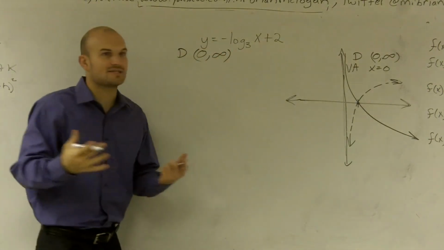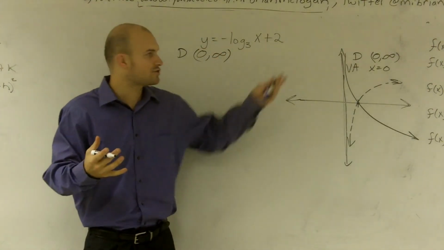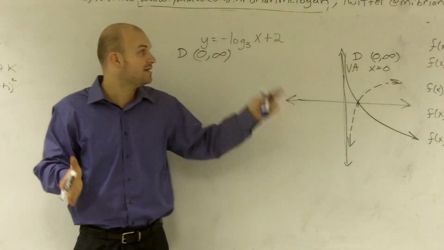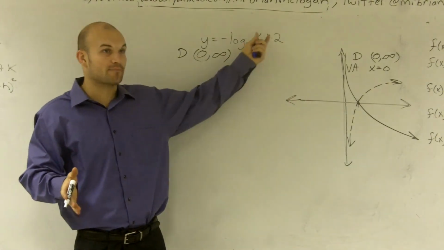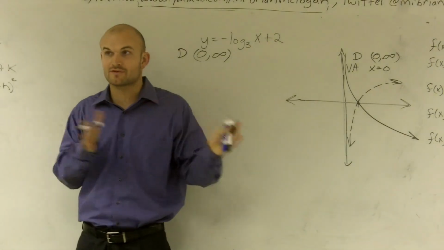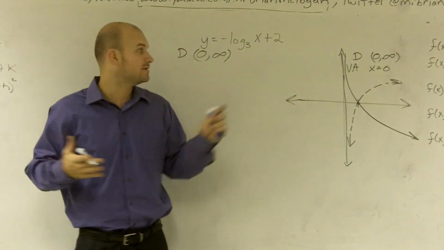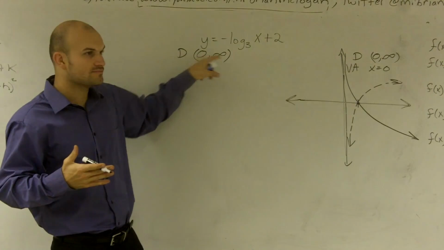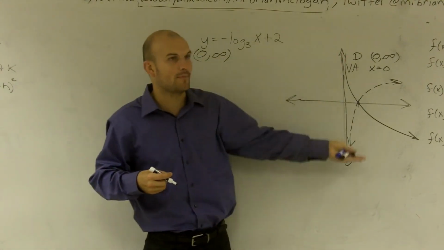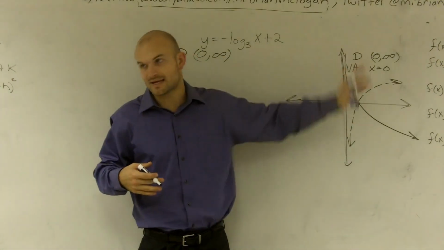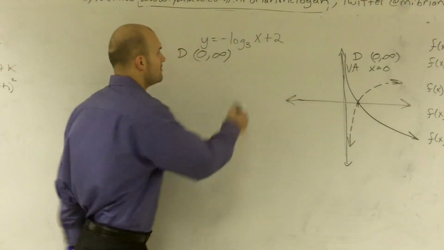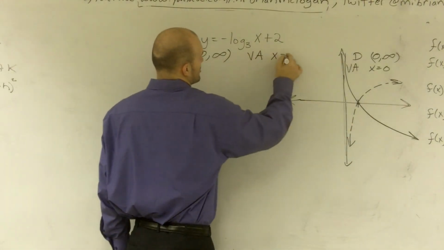So you guys have to understand what your transformations are going to do to your parent graph. Obviously, if I had an x plus 1 in parentheses and it's shifting my graph left or right, that's going to make a difference. But when it's just doing stuff up and down and reflecting about the x-axis, it's not going to change my domain. My vertical asymptote is still going to be x equals 0.